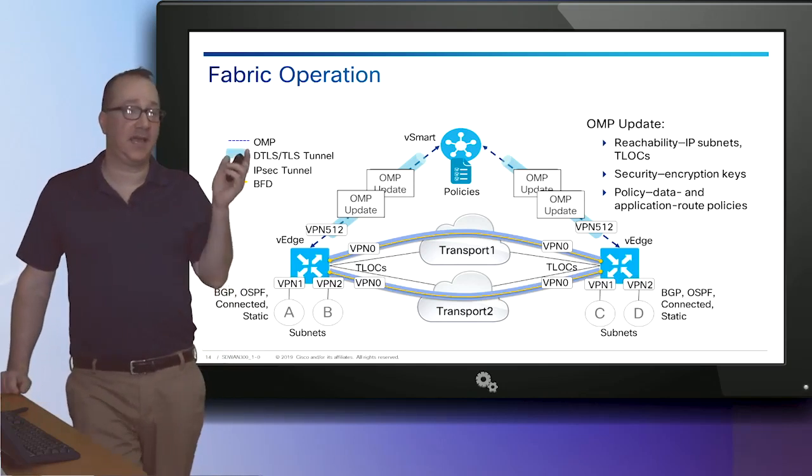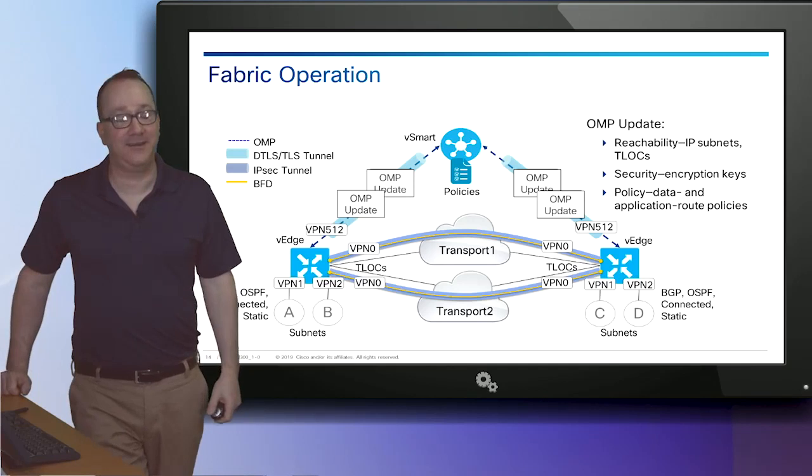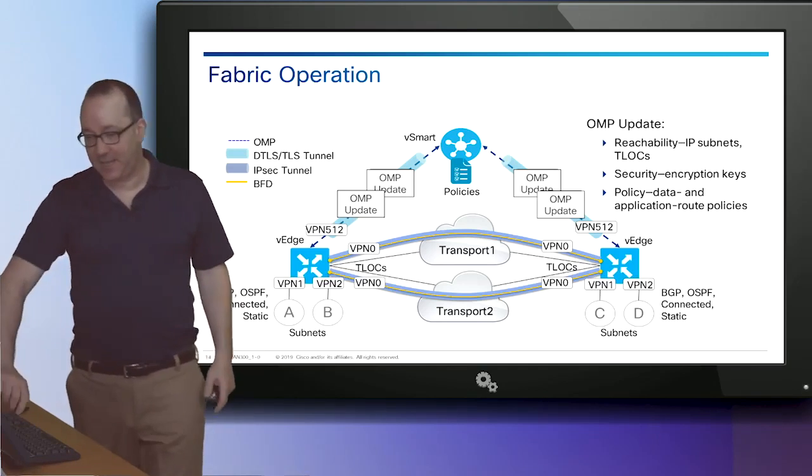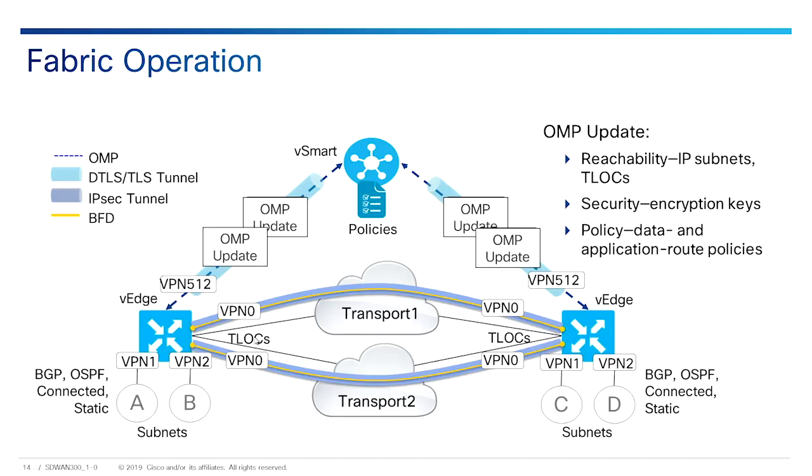And I'd like to mention this again because it's going to come up over and over again. VPN 0, as we can see here, is connecting the transport side, and then VPN 1 and 2 that we see on the A, B, C, and D subnets, those are our local user traffic, our so-called service side. That's where we're going to run our BGP, OSPF, and bring in our connected interfaces or any static routes into the environment. And then VPN 512 is how we connect back to vSmart and get our OMP updates.